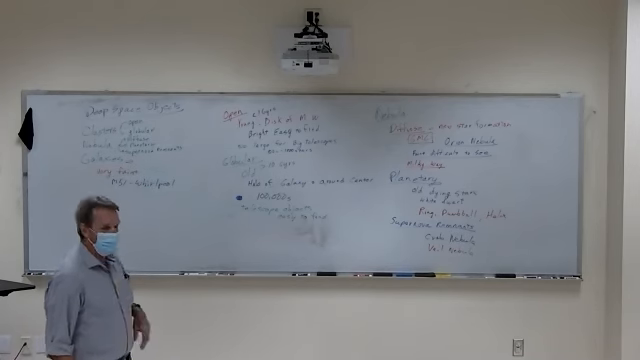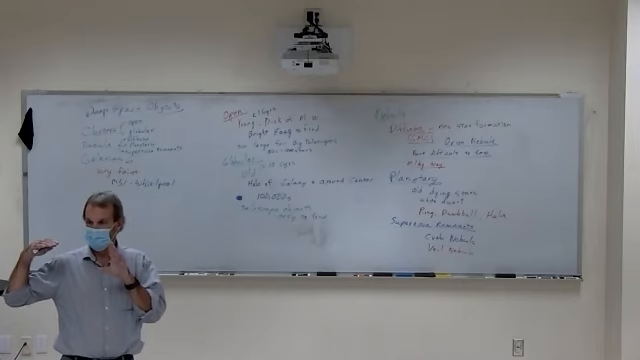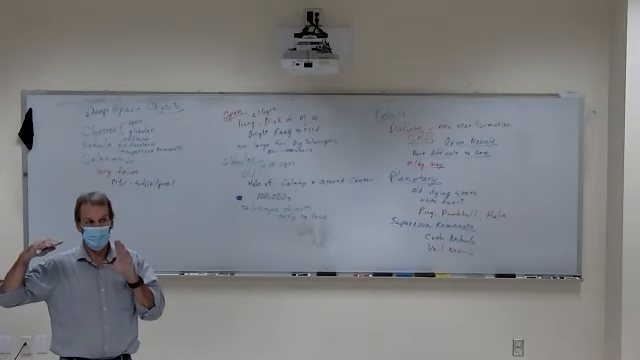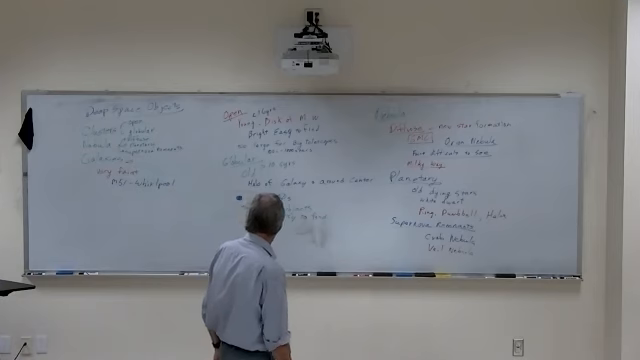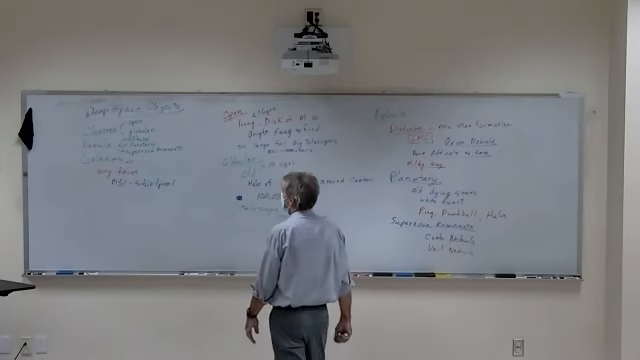M81 and M82 are cool because there are two different galaxies, and they're right next to each other. One is edge on, one's this way, and they ran into each other. So that's kind of cool. We will look at galaxies.